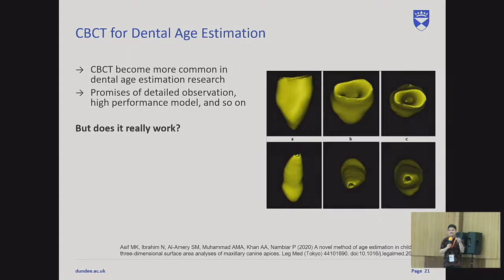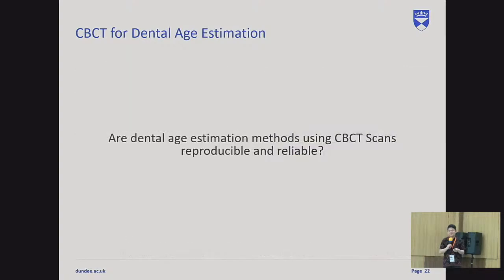We need to answer it. So when I started my PhD, this was my question: is it reproducible and reliable? Reproducible means that if I use it, you can use it too. Reliable means that if I have the model and you have a case, my model can still calculate that.